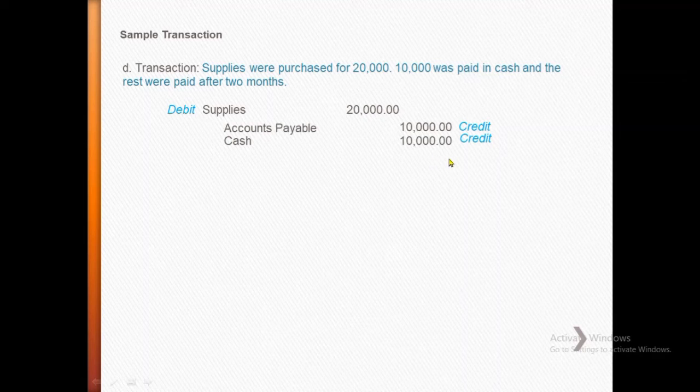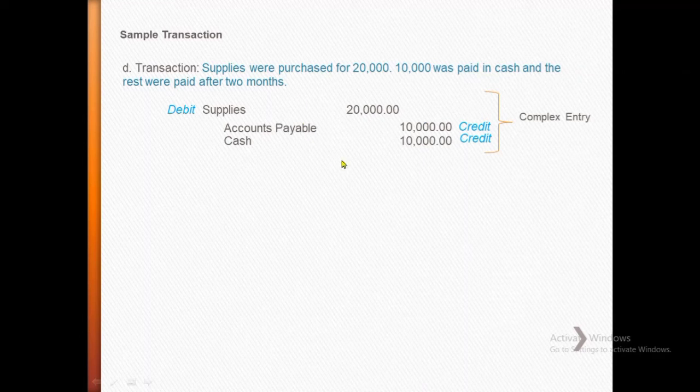As you can see here, there are 2 credits and 1 debit. So actually, this is what we call a complex entry. If you are going to see only 1 debit and 1 credit, that is what we call a simple entry. Actually, you can have lots of debits and credits as long as the debit balances equal the credit balances.